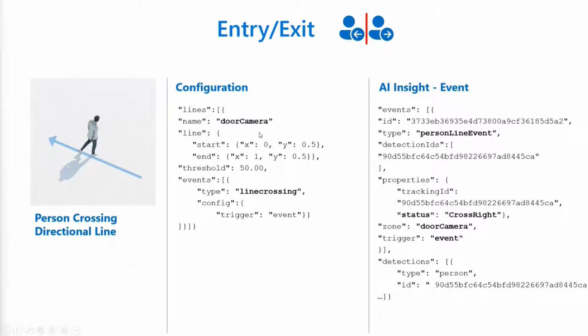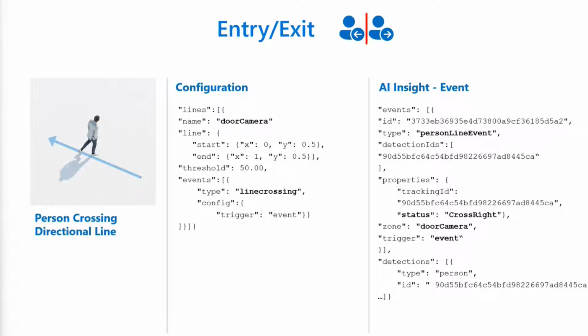We have another operation that we call person crossing, like a direction line. With this kind of operation, instead of a polygon, you can configure a line or more than one line, for example. And what the spatial analysis is going to do is emit events when a person crosses a line. So you can see, for example, to the right, the status field in the JSON file is crossing right. So it's basically the person crossing from the left to the right. In other words, from west to the east and so on.